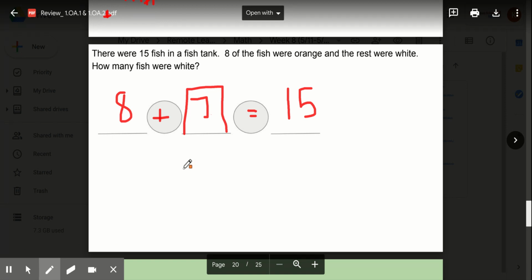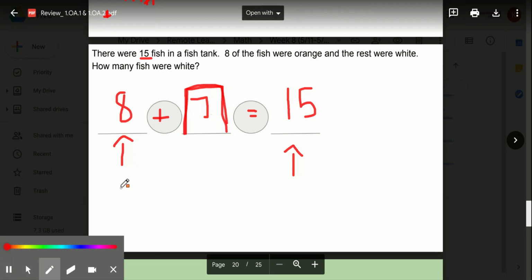So let's go ahead and reread our problem and make sure our equation matches up with the story. There were 15 fish in a fish tank. I know that I have 15 total. 8 of the fish were orange. 8 of them are orange. And the rest were white. It doesn't tell me how many, so that was my unknown. How many fish were white? So how many fish do we need to add to the 8 to get 15 total? I know I have 15 total fish. 8 of them are orange, and then the rest were white.